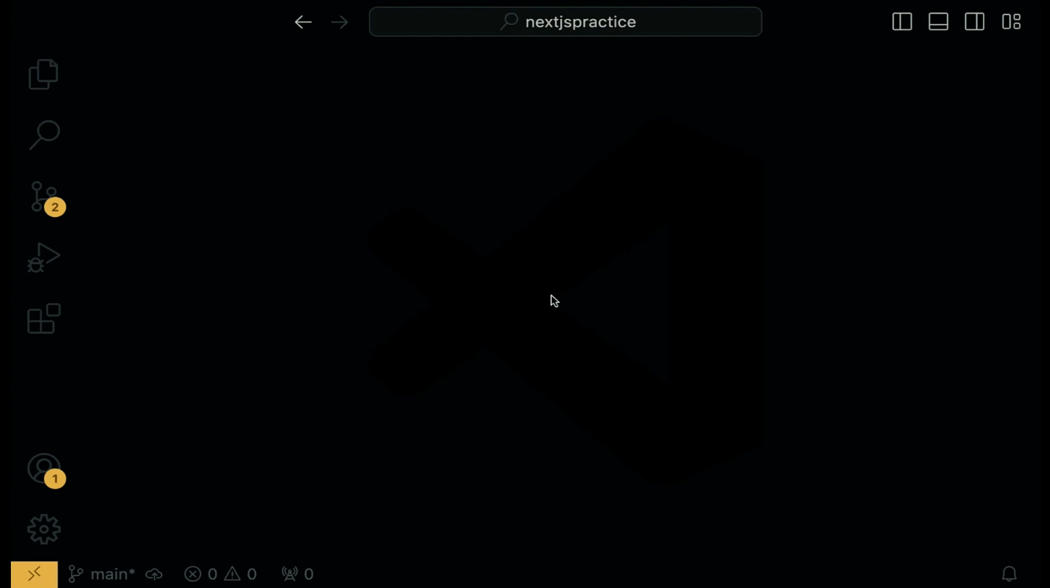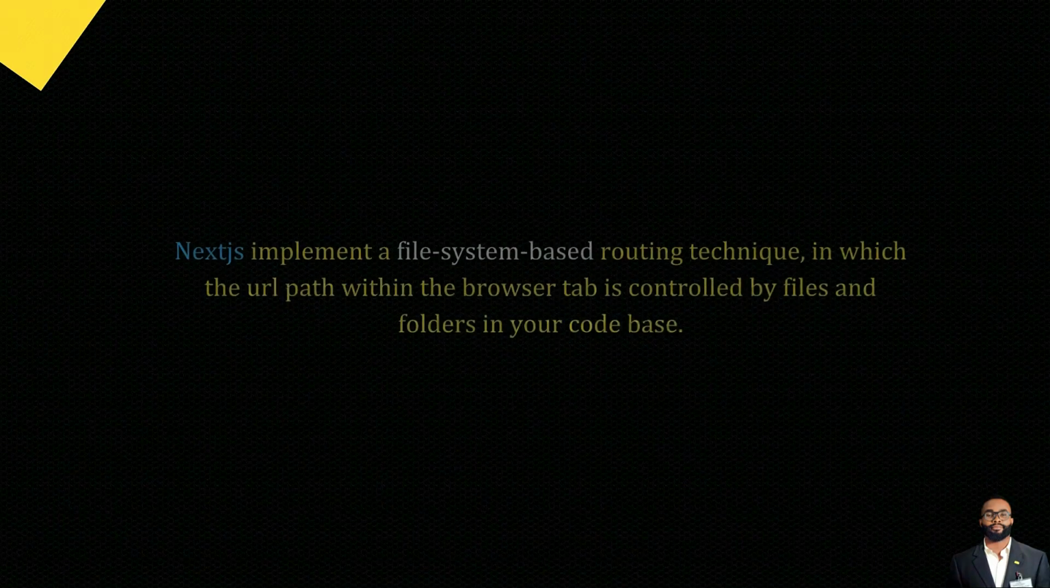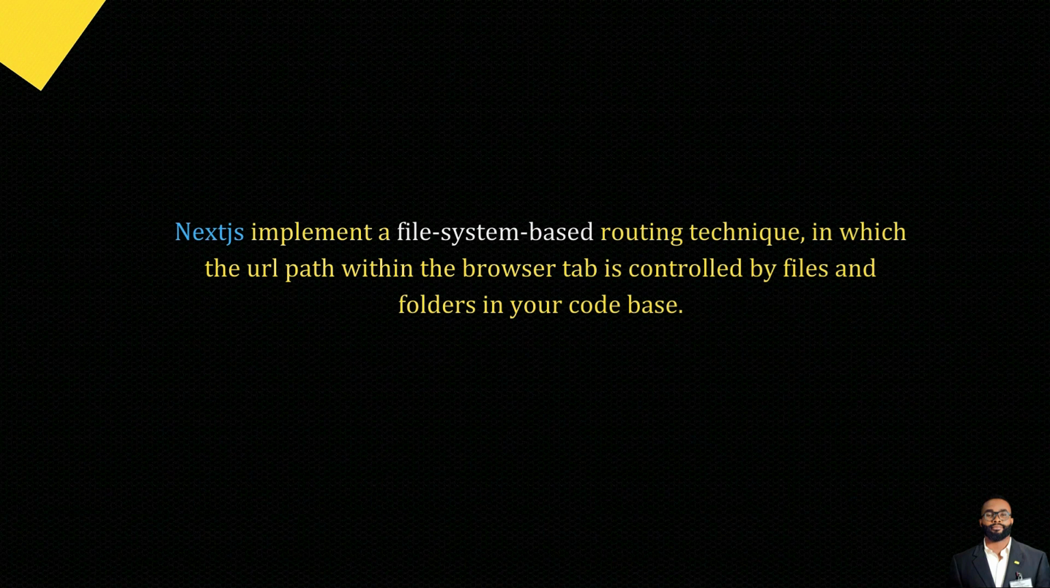In this lecture, we will go ahead to discuss the routing system in Next.js 14. And so, let's talk about the app router. Next.js implements a file system-based routing technique in which the URL path within the browser tab is controlled by the files and folders within your code base. Sounds tricky, right? Don't worry. When we begin to practicalize it, you will definitely understand it well enough.